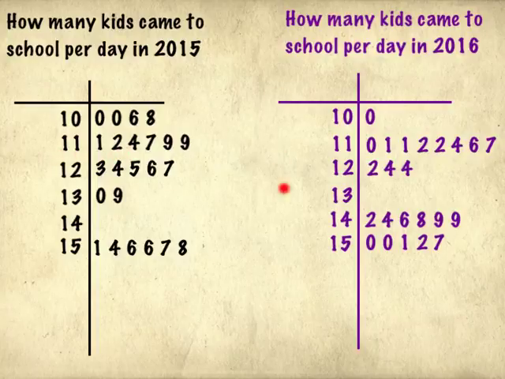And over here I have a chart showing how many kids came to school per day in 2016. Different numbers. So this is two separate stem and leaf charts, but they're comparing the same thing, how many kids came to school. So if I want, I can put them together in a double stem and leaf chart. And the way I'm going to do that is by moving the stem into the middle.